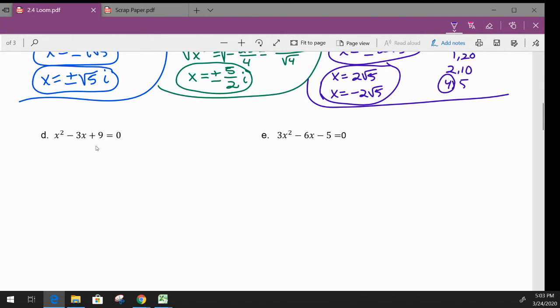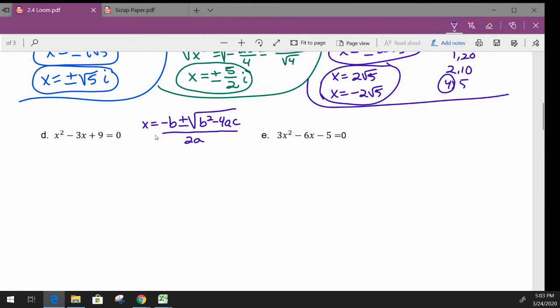So if you cannot factor and you have an x squared and an x term, then you need to use quadratic formula. All right, so once again, your quadratic formula: x equals negative b plus or minus the square root of b squared minus 4ac, all over 2 times a.